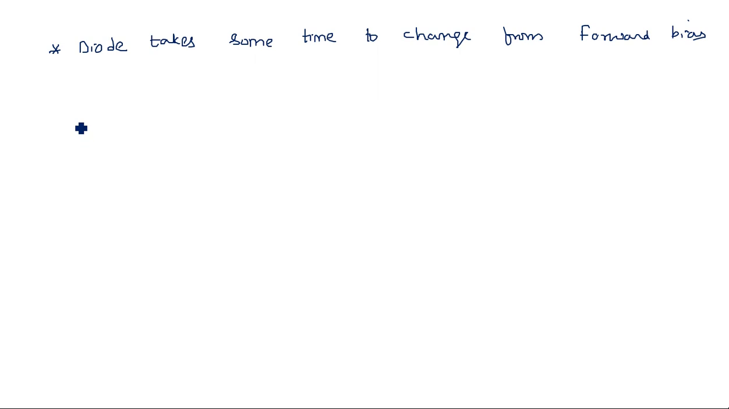So the diode takes some time to change from forward bias condition to reverse bias condition. This is the first point: the diode takes some time to change from forward bias to reverse bias.